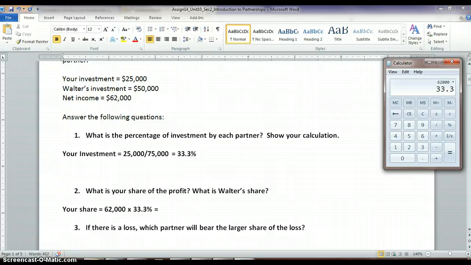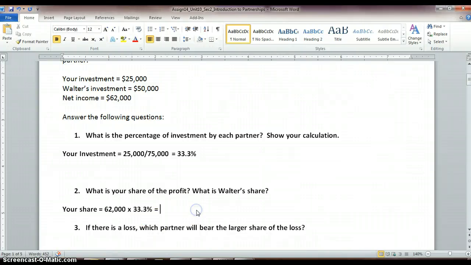Okay, there's a common error that a lot of you make, and I just made it myself. Instead of taking it times 33.3, I should be taking it times 0.333, since I'm taking it times the decimal. So that gives me 20,667 if I round it to the nearest dollar.